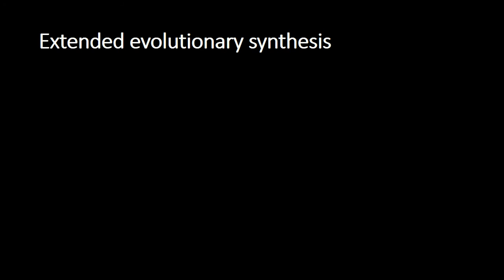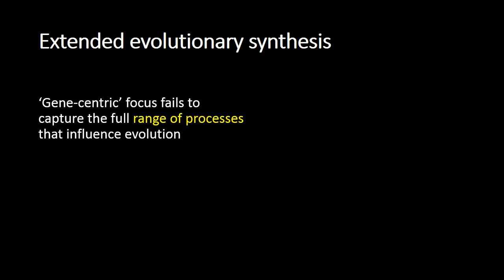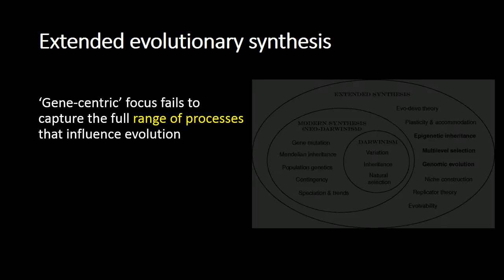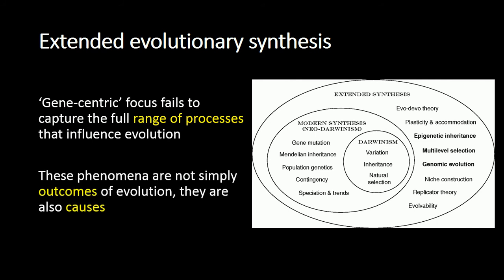Those who argue that it is not may argue for what is called the extended evolutionary synthesis. This suggests that the modern synthesis is too gene-centric and that it doesn't incorporate a whole range of processes that actually do influence evolution. These same processes are not simply outcomes of evolution, they are also causes.